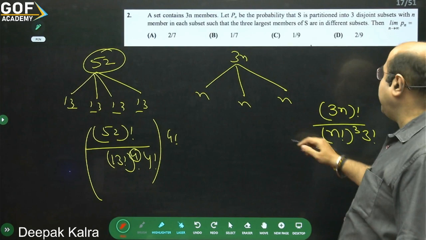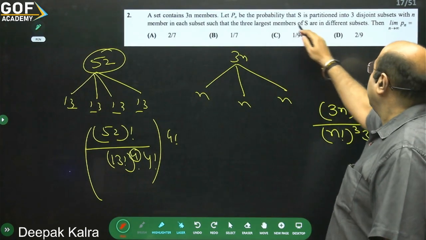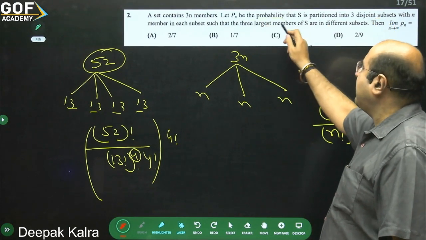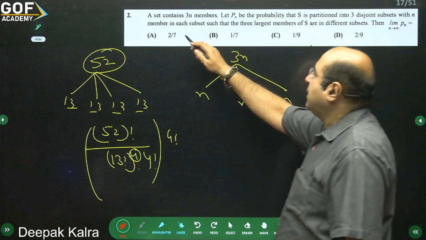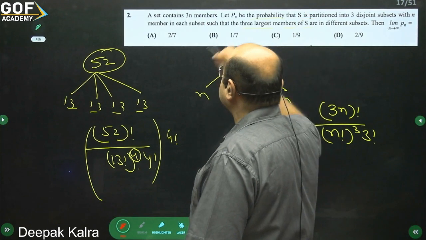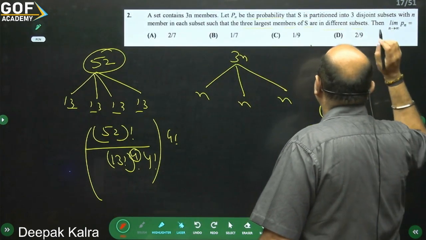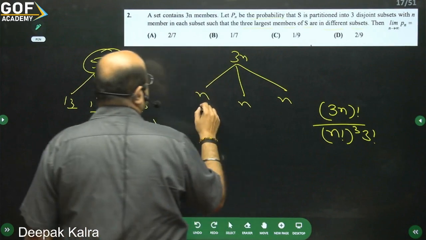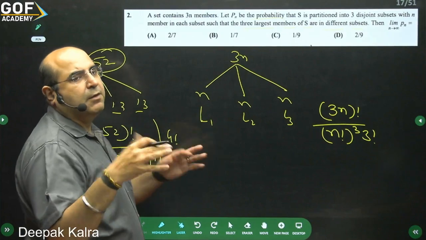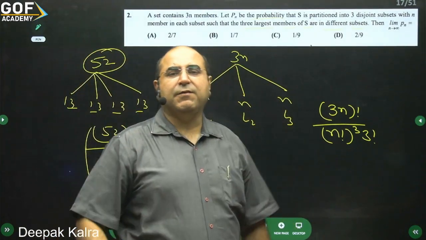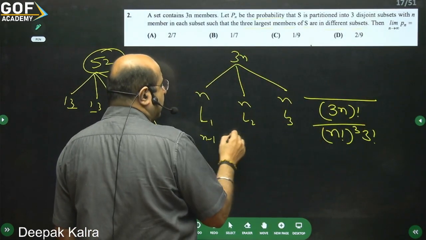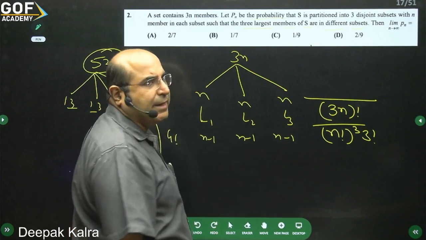Now further what it is saying, it is my sample space. So what they want, probability is there, na. So this is sample space. The members in each subset such that the three largest members of S are in different subsets. Means one larger one will go here, one larger one will go here, and one larger one will go here. But the 3 has to be given to these particular ones. So means remaining n minus 1 elements, n minus 1 elements, n minus 1 elements could be anyone.